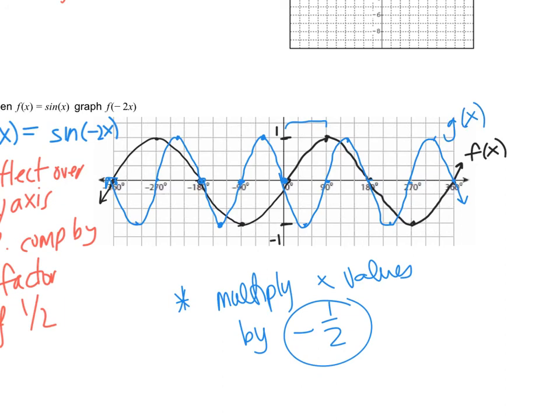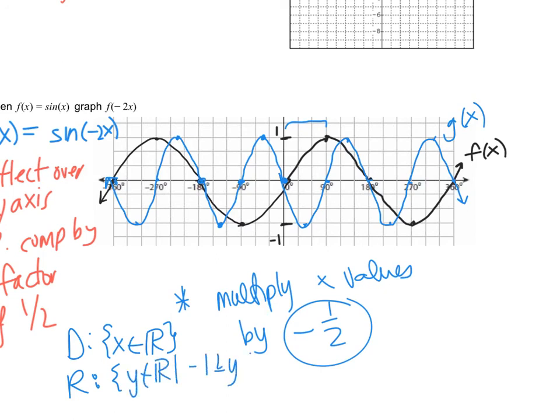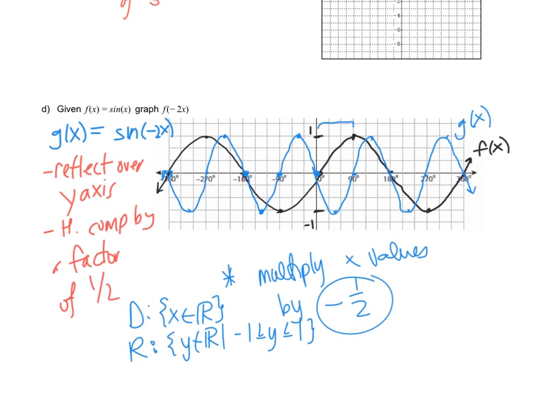Now what you might notice is that the cycle is shortened, so the period is actually now 180 degrees instead of that 360, and that's because we compressed it. So the period that used to be 360 is now half of what it used to be. Now let's go ahead and do our domain, which is just x is an element of all real numbers. And the range, because we didn't do anything vertically, the range is still from -1 to +1. And there you go. That is your k value.